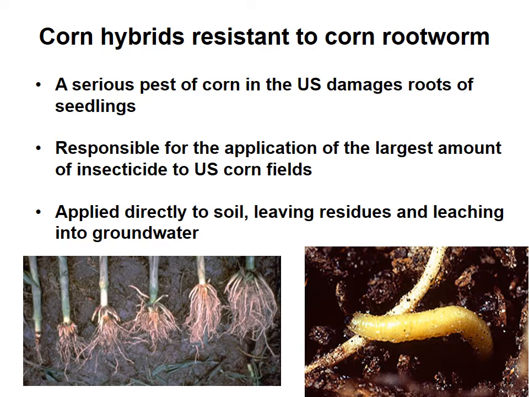In the photo to the bottom right of screen, we can see a corn rootworm feeding on a young corn root. The image to the left shows the range of damage due to corn rootworm feeding, from severe damage to the left through to no damage on the right.